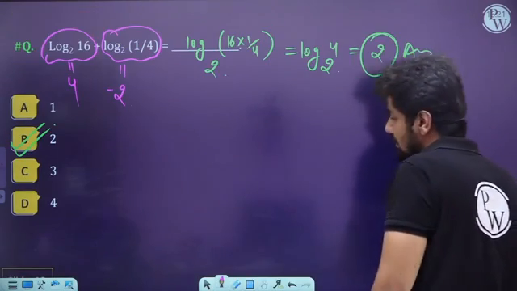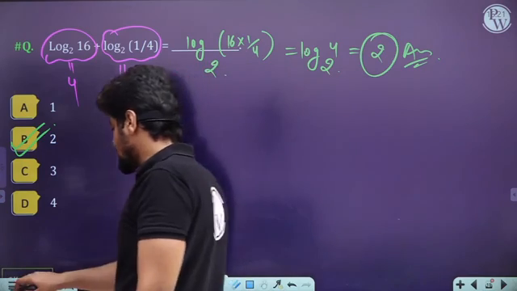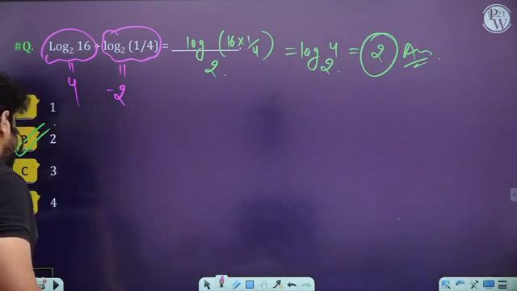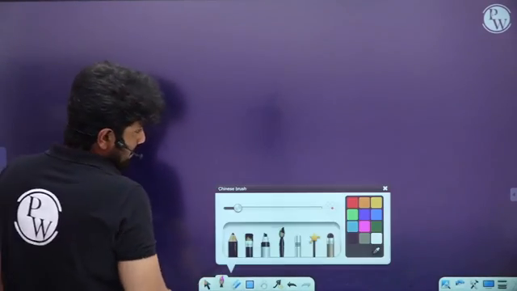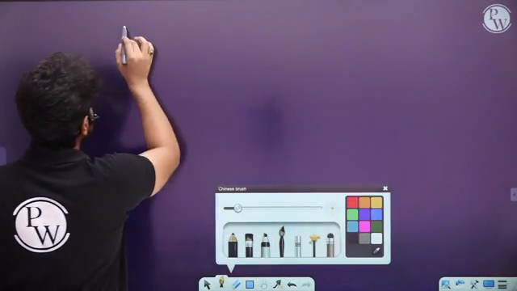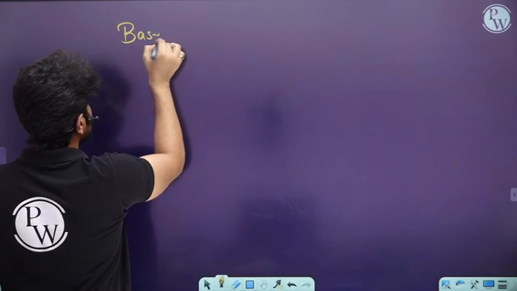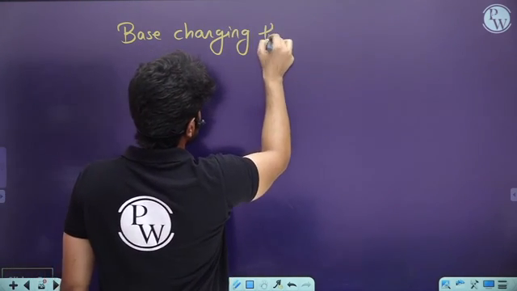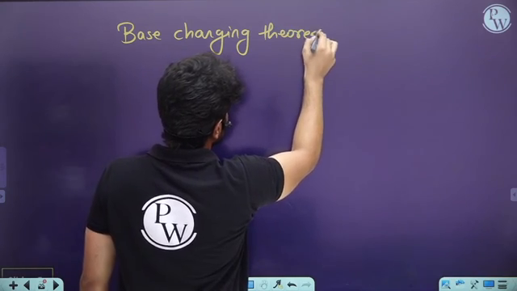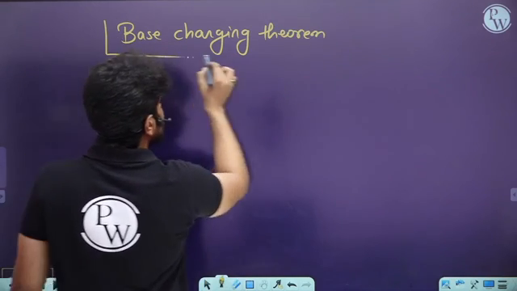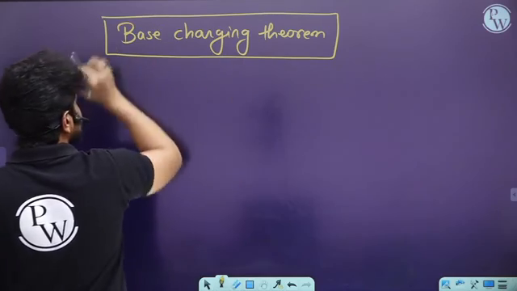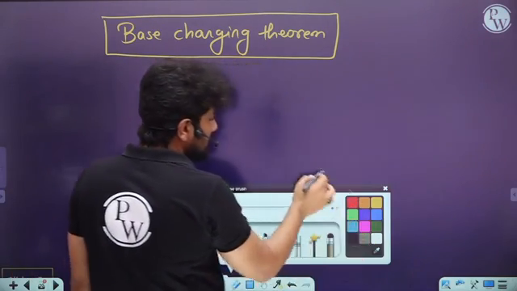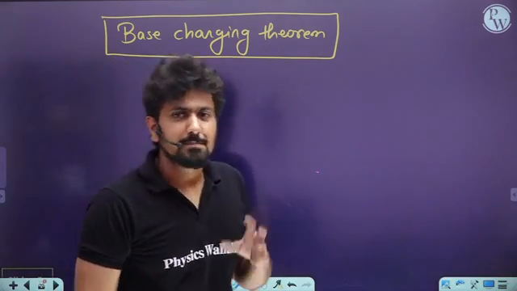Now let me show you the next property, which is the base changing theorem, which is again a very, very important kind of property. This is the last property of logarithm. There aren't many properties, only a few, but you need to apply these properties very carefully. You shouldn't make mistakes in these properties, and that will be solved with practice.